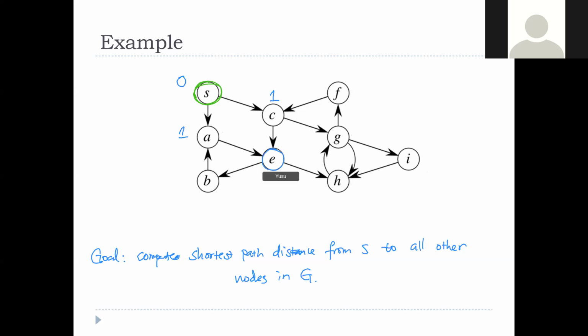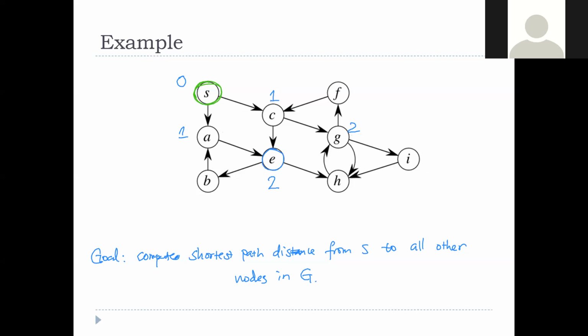Now we consider E, for example. I know that I cannot go to E in one step, so the shortest path has to be bigger than 1. But then I noticed that I found a way to go to E, either through C to E or through A to E. Both of them take only 2 steps, two hops. So the shortest path distance from S to E is 2, okay? The same for G. So the shortest path distance to G is 2.